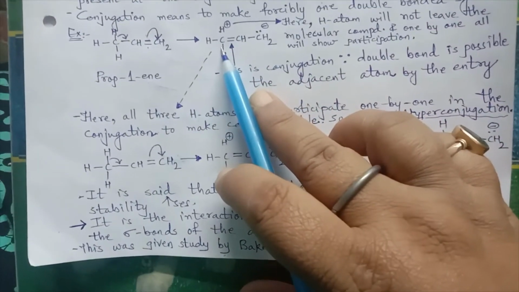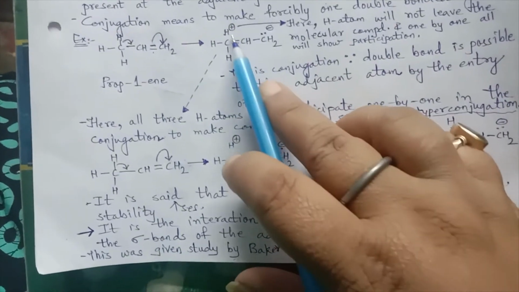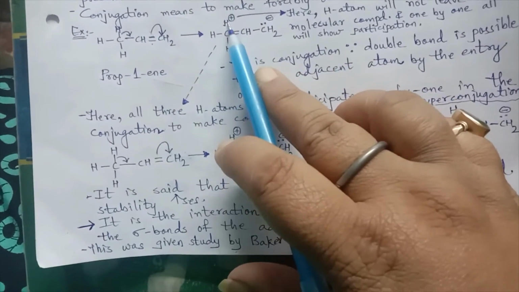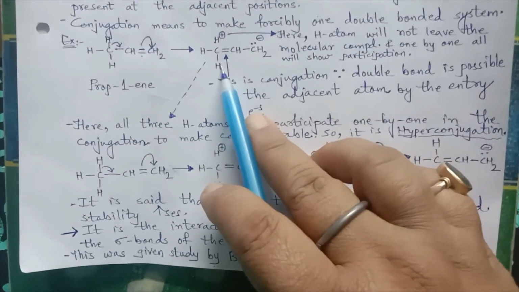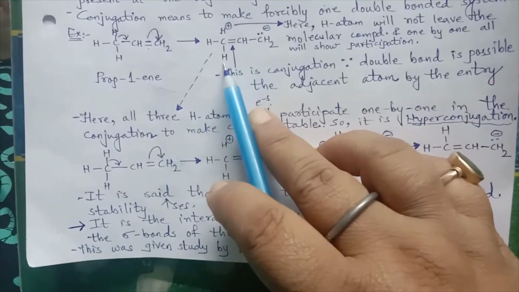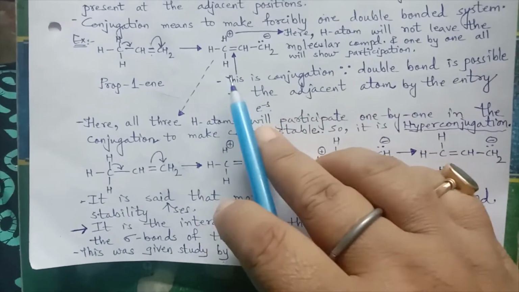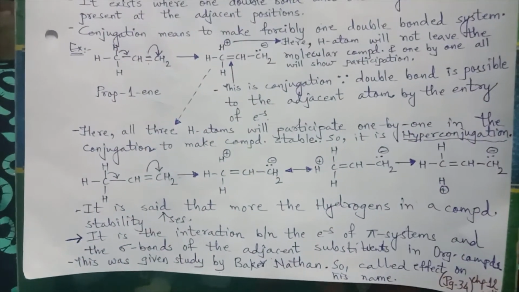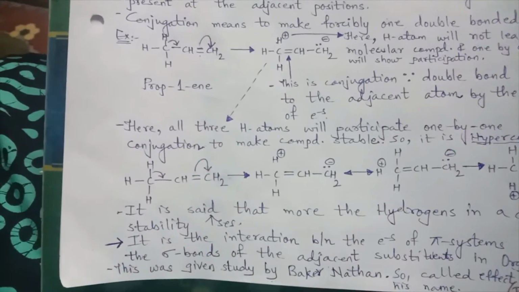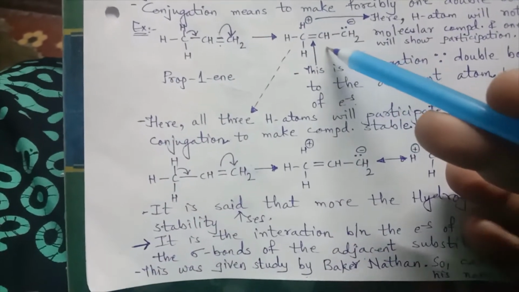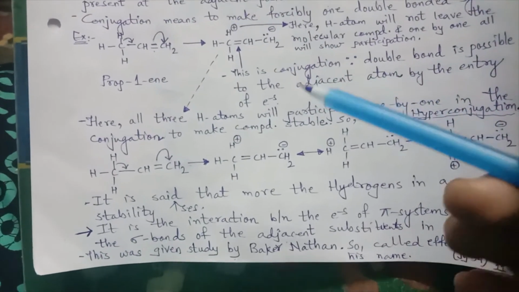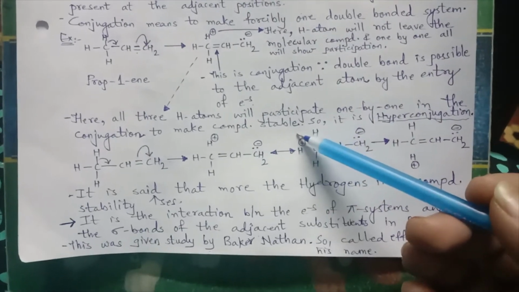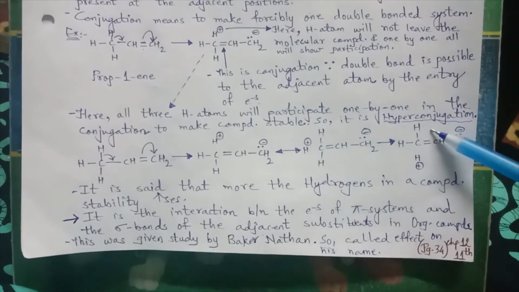And this is considered hyperconjugation, because not only one by one, after this hydrogen, this one will also take a chance, this will also take a chance, and that is called hyperconjugation. That means all will participate one by one in the reaction, right? So here, what is given? Here all 3 hydrogen atoms will participate one by one in the conjugation to make the compound stable. So it is hyperconjugation, right?